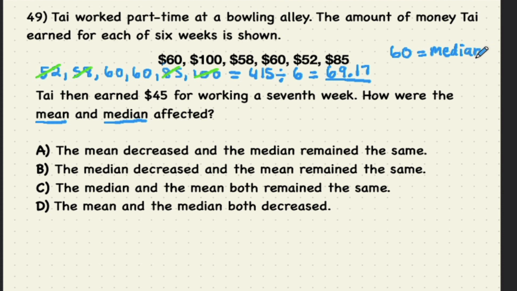Okay, so remember, these are for the 6 values, but let's not forget that Ty also earned $45 during the 7th week. So what we can do is arrange these numbers in order from least to greatest. And so let's go ahead and just place the 45 here.